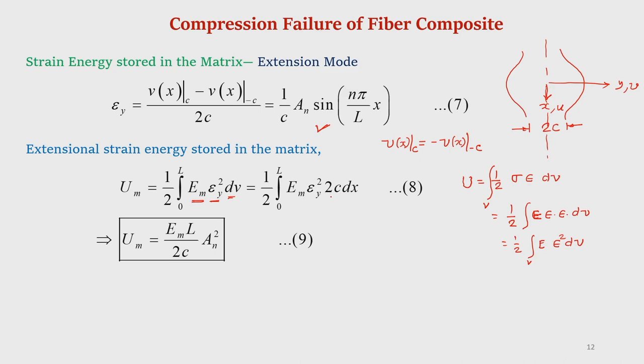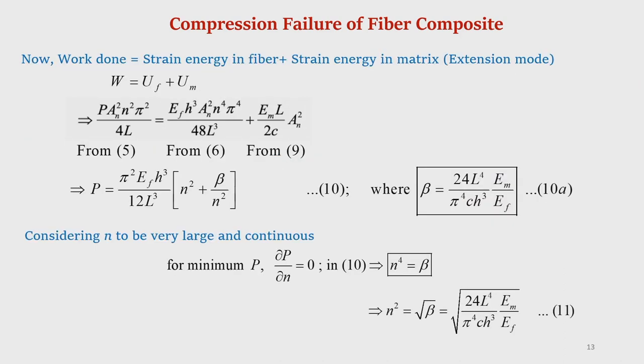So, in this case, the volume of matrix is twice C into dx, small length, okay, twice C into dx into width, which is 1, and integrating between 0 to L. Okay. So, this is the volume, and once you integrate this, this is the strain energy stored in the matrix purely because of extensional strain.